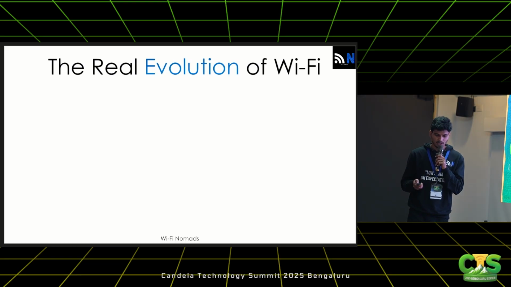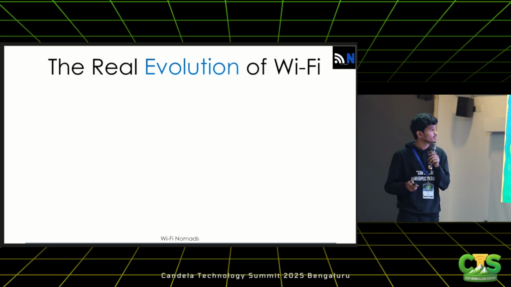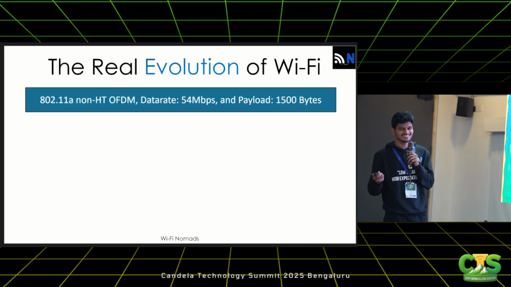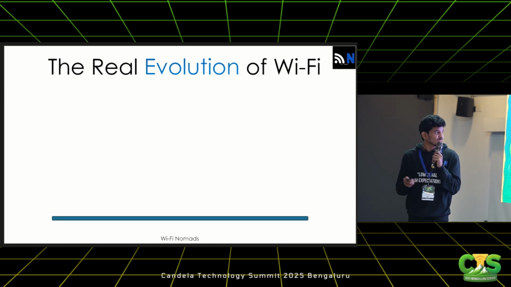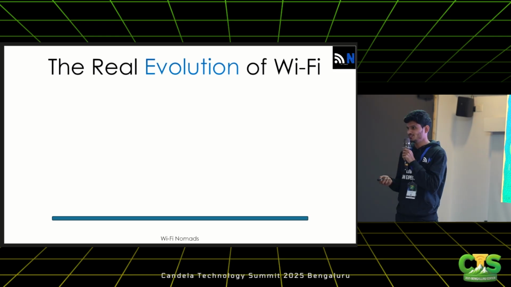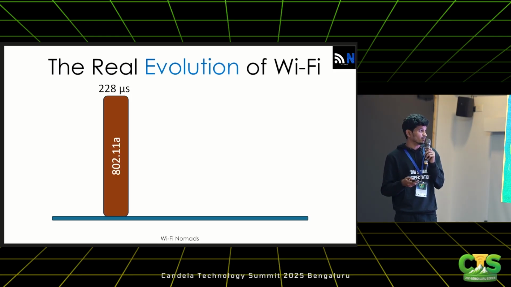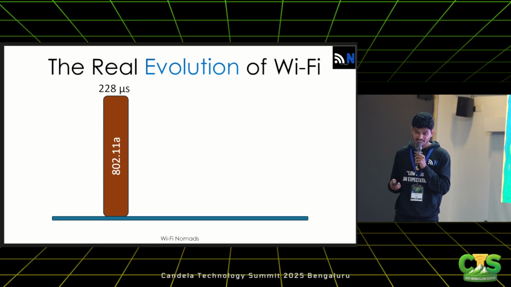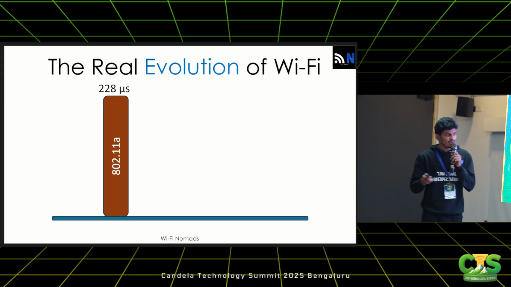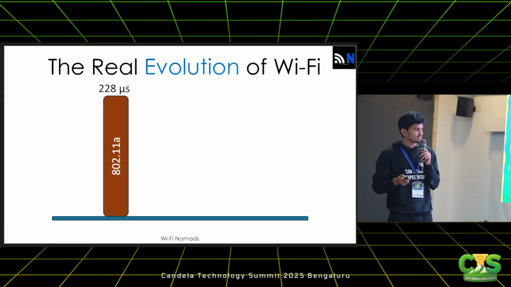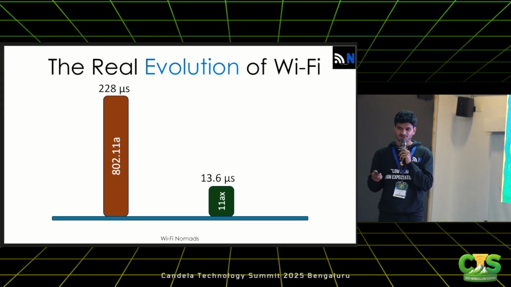To save some time, using this calculator, I want to show you the real evolution. So now I have 1500 bytes of data. If I want to transmit those 1500 bytes in 11ac, it takes around 228 microseconds, even if I transmit with the highest possible data rate, which is 54 Mbps. Whereas in 11ax, you see 13 microseconds, which is a real evolution.